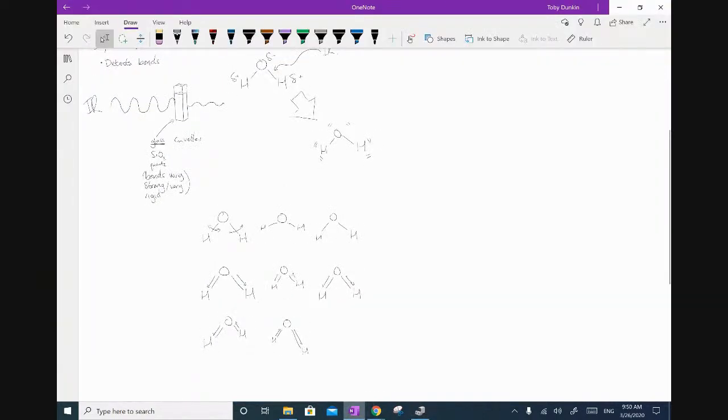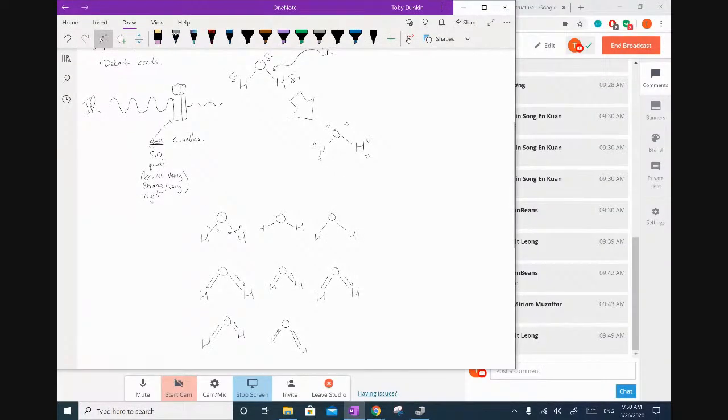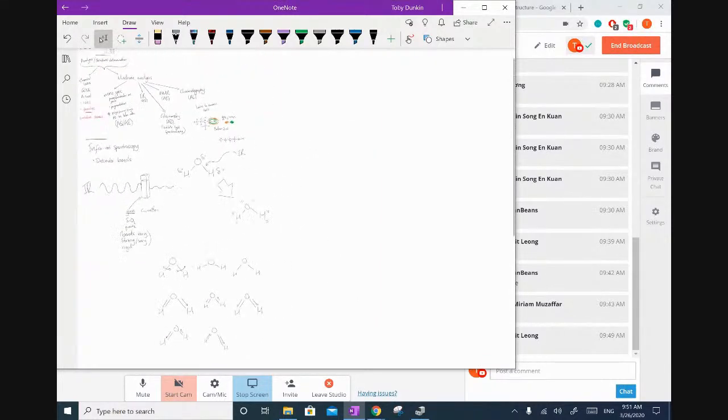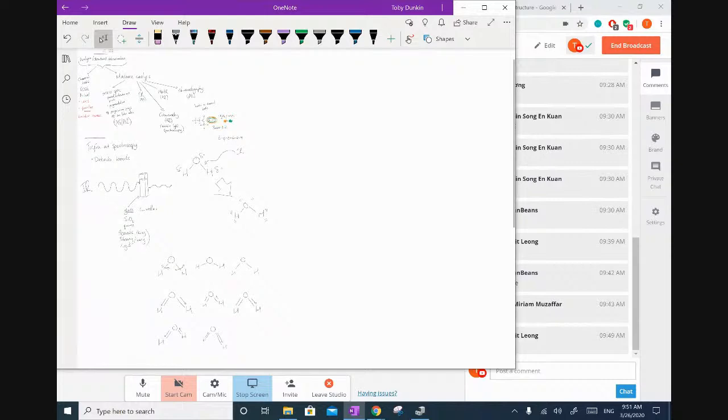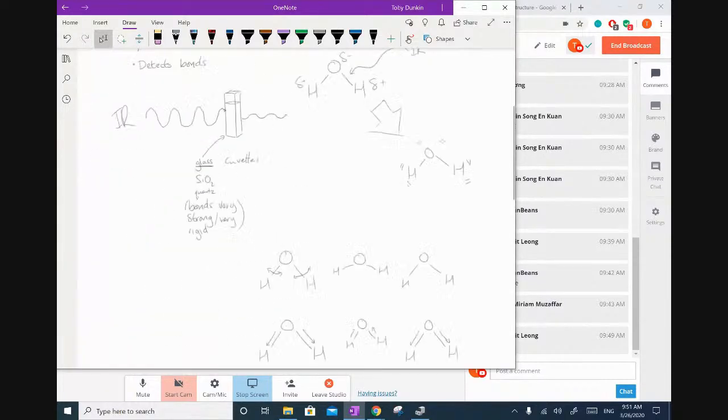So we've got all these different types of vibrations. And what IR does is different frequencies. Sorry, I'm trying to plug my laptop back in and I'm really struggling. The infrared causes these vibrations to happen. Sorry guys, my laptop is now being a nightmare. Okay, so different frequencies are absorbed by different bonds, which is really cool.